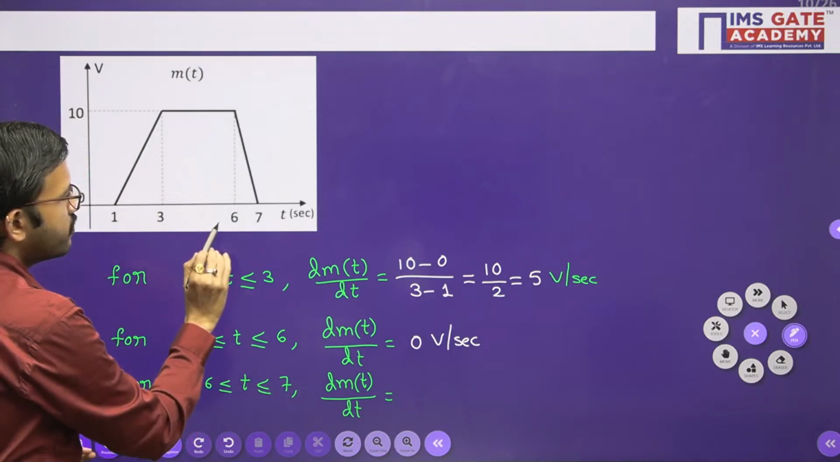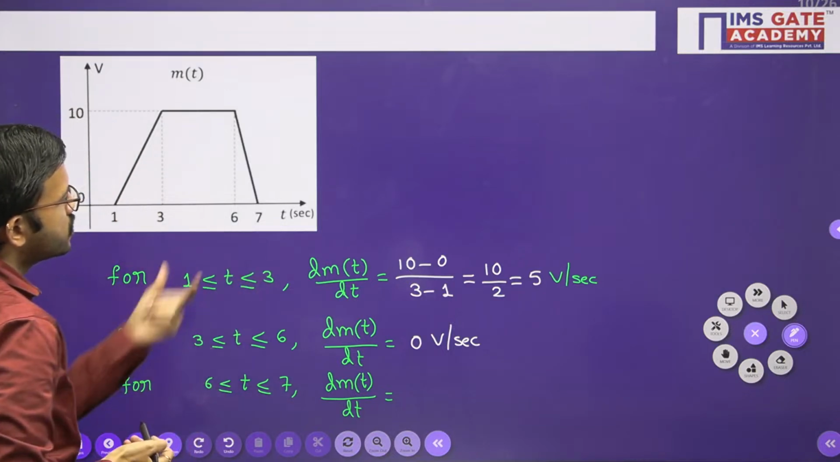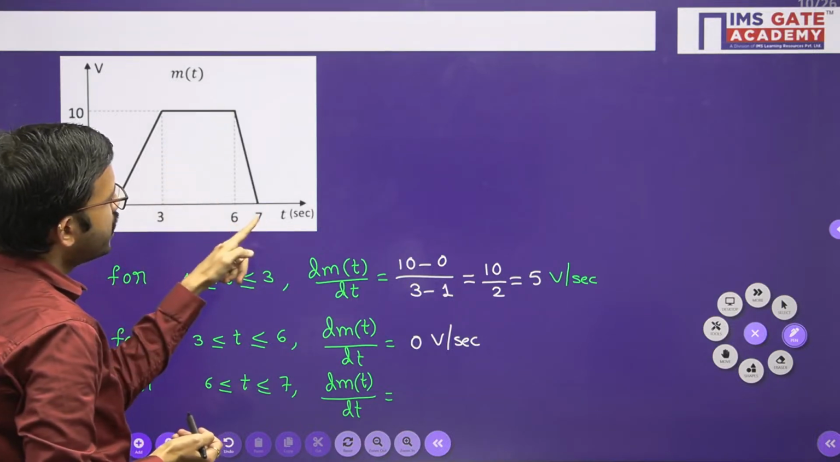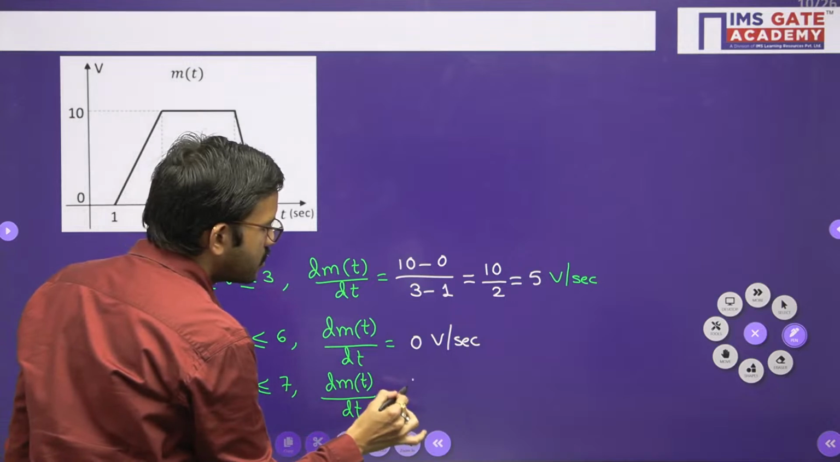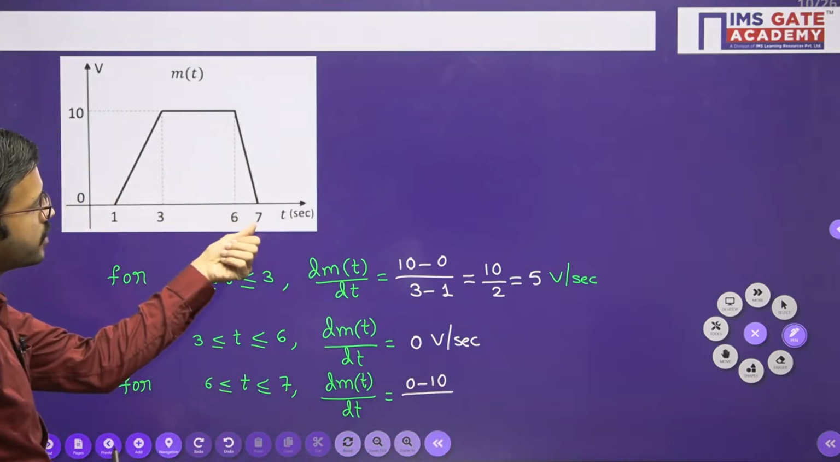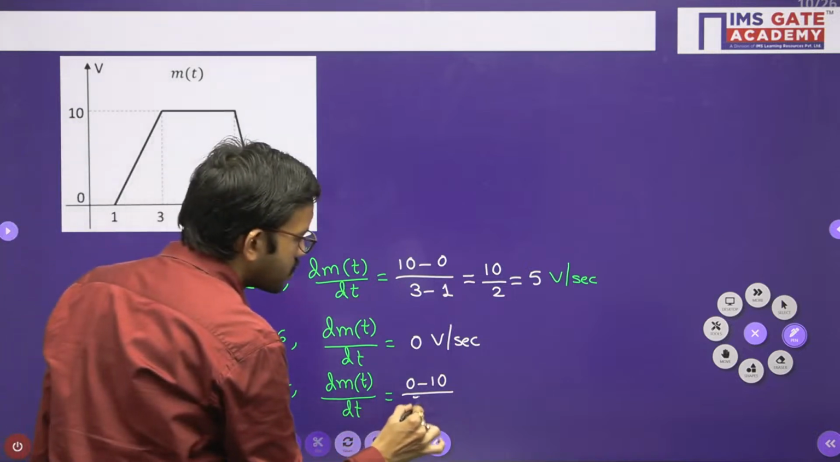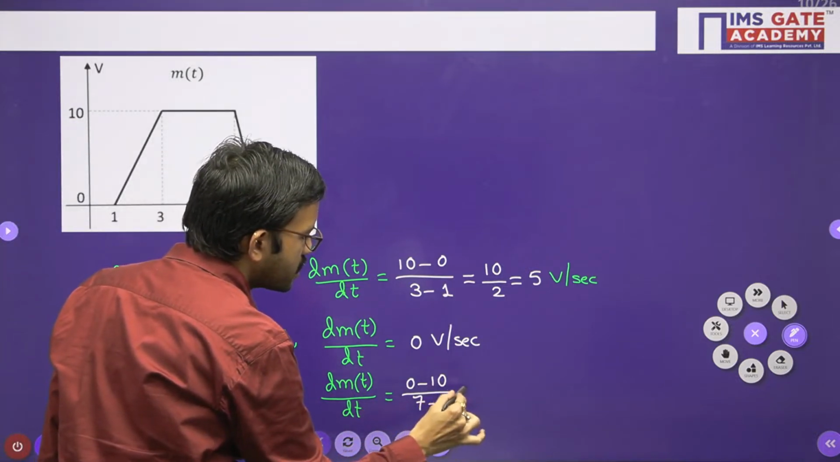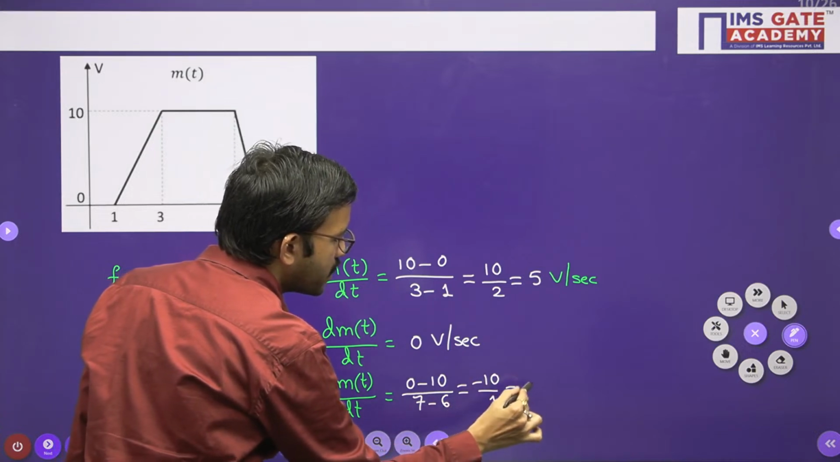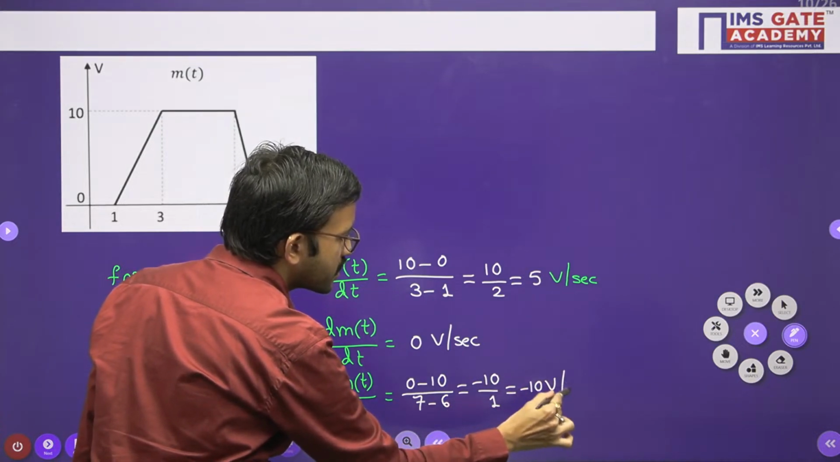So here between 6 to 7, y1 value is 10, whereas y2 value is 0. So that means 0 minus 10 divided by, here x2 is 7, x1 is 6. So 7 minus 6, so minus 10 divided by 1. That is nothing but minus 10, units are volt per second.